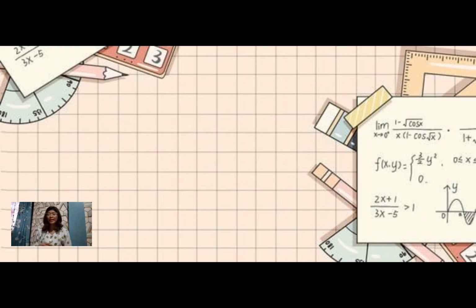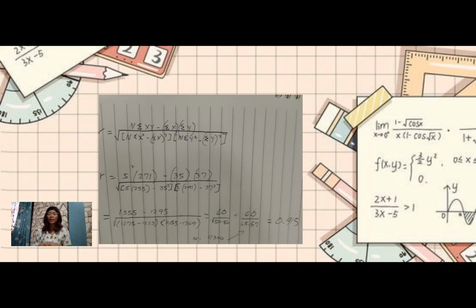So now we will get step 3, which is to use the Pearson formula, and that's the formula. Now let's solve it. Since we have 5 students, we put the 5, and then the totals that we added in x and y, which are 271 for xy, then the 35 in x, and the total of 37 in y.